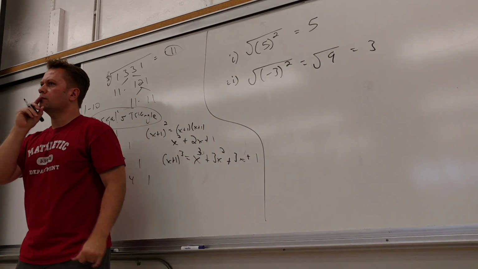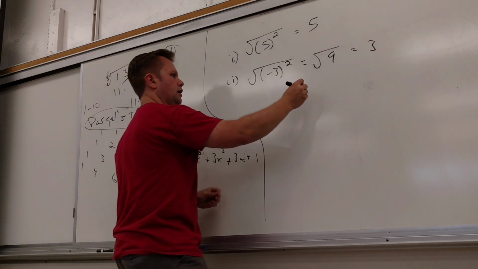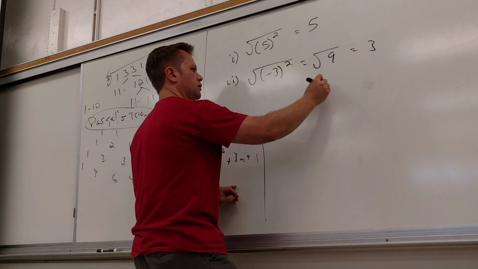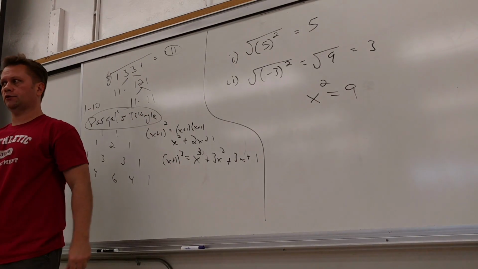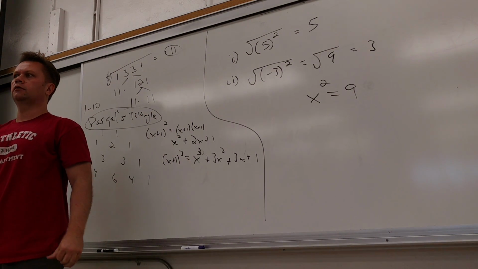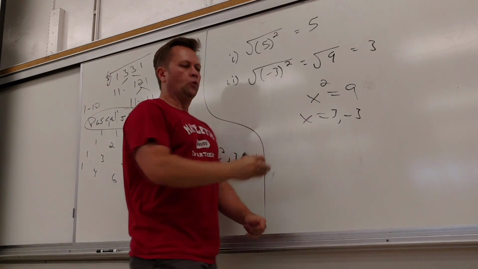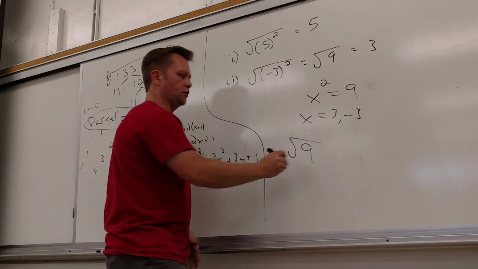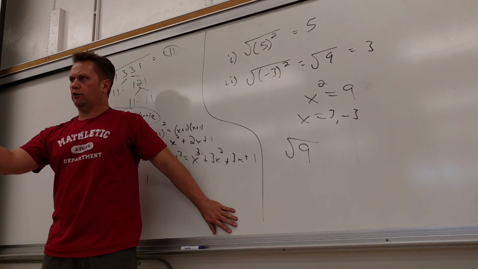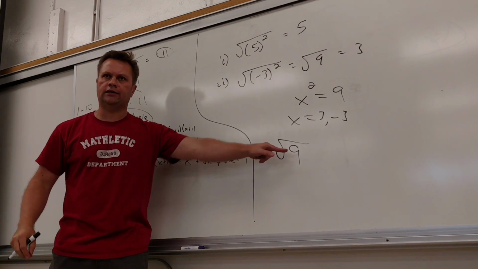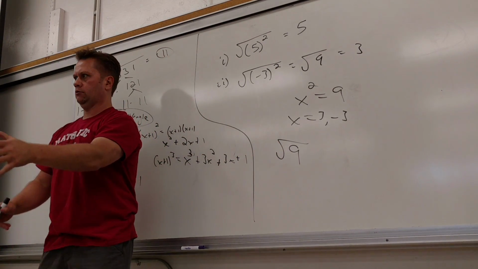So this comes from and is related to this idea. How many answers are there to this question? There are 2 answers. What are they? 3 and negative 3. So when I see this symbol, it is asking me for one of those. It is asking me for the positive one. That's why the square root of 9 is 3.